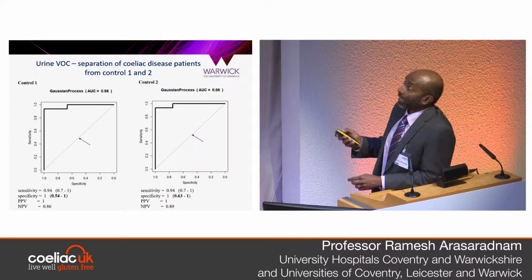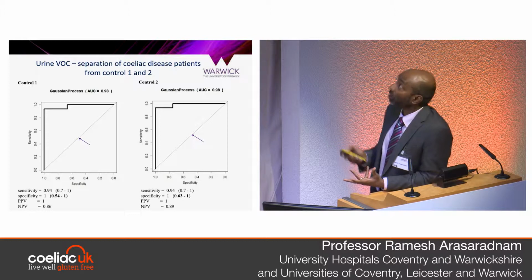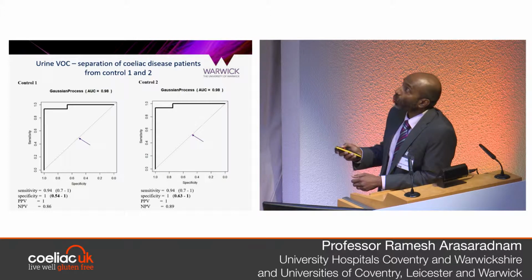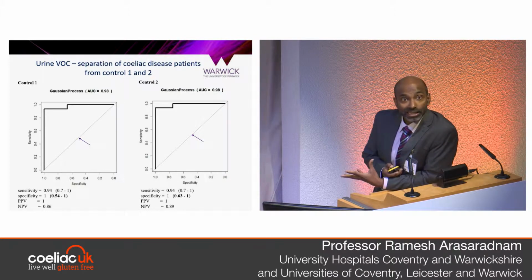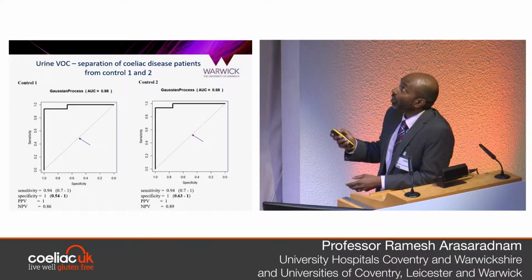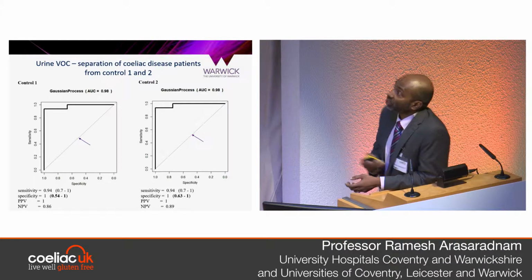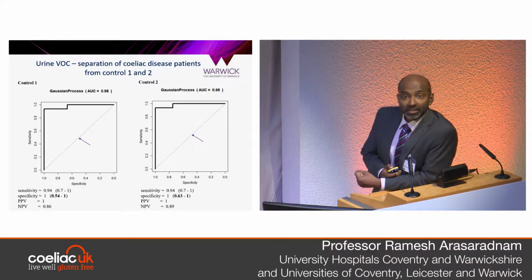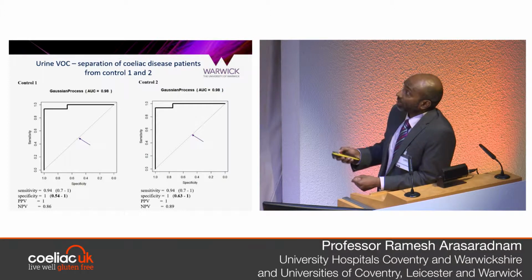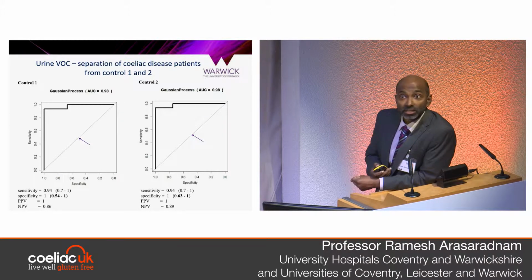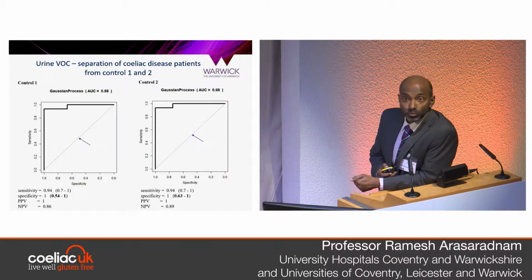Now, what happens if you look at the volatiles in terms of separation of the celiac disease patients between the two controls that we talked about? Remember, control 1 were those who had raised celiac antibodies but normal histology, compared to control 2 who had normal antibody levels and normal histology. And you see the receiver operating characteristic curve is rather similar in that there is quite a large area under the curve, approaching 98% in both circumstances, with good sensitivity and specificity, the caveat being, of course, the confidence interval is wide because of the relatively small numbers.